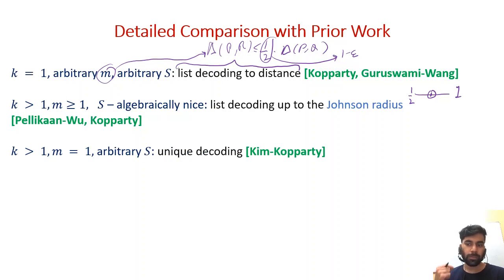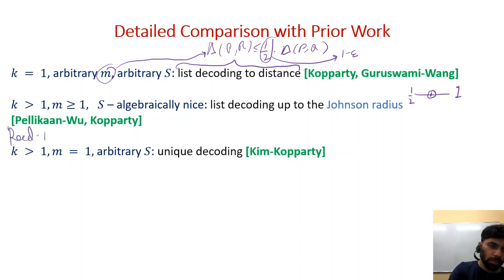However, when we return back to the regime of working with an arbitrary set of evaluation points, things become tougher. So the case of m being 1 and k being greater than 1, that is famously known as the Reed-Muller codes, was solved beautifully by Kim and Kopparty using a Forney style decoding of concatenated codes.